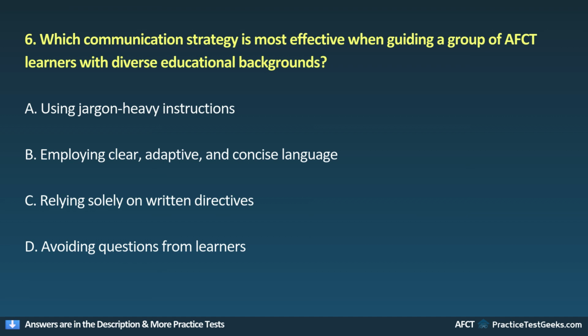6. Which communication strategy is most effective when guiding a group of AFCT learners with diverse educational backgrounds? A. Using jargon-heavy instructions. B. Employing clear, adaptive, and concise language. C. Relying solely on written directives. D. Avoiding questions from learners.